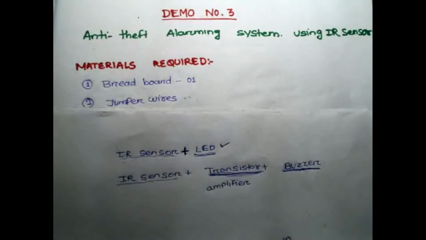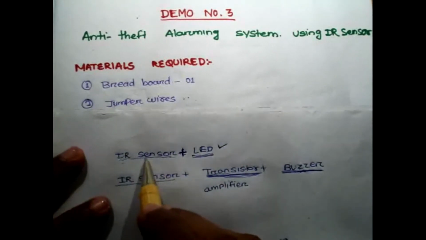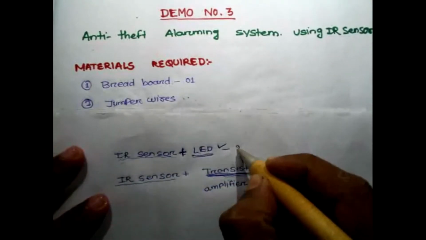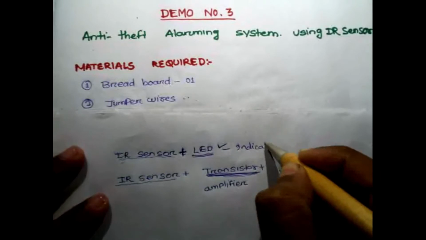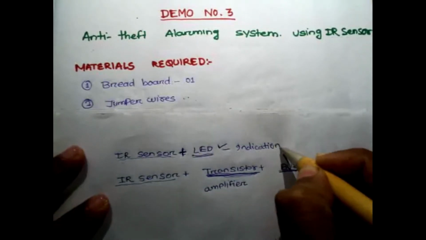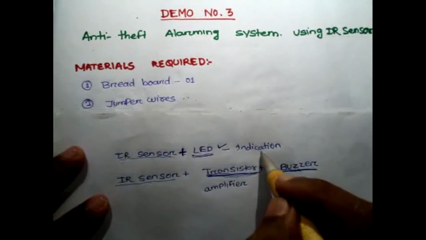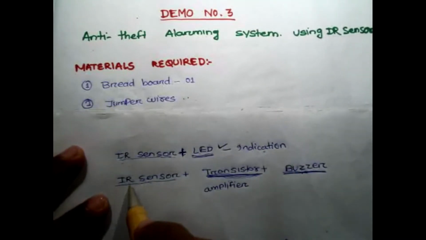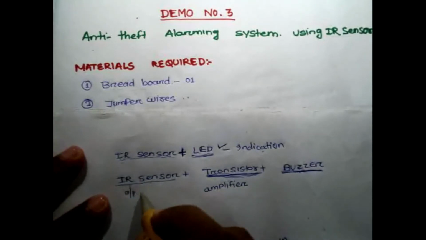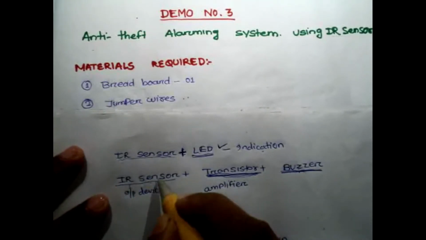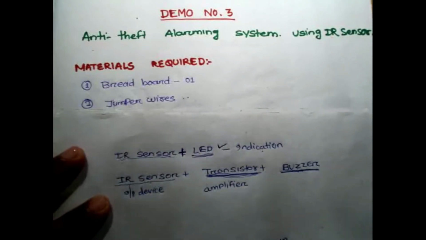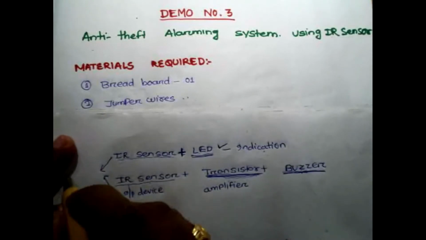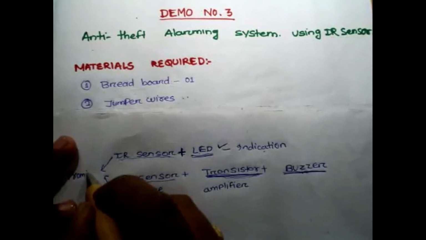In the first demo, I am using the IR sensor as the input device and an LED as the output. It is for the purpose of indicating that some obstacle has been detected. Okay, but in this demo, I am using the same IR sensor as the input device. It senses the physical parameter from the surroundings. In both cases, the physical parameter is proximity.